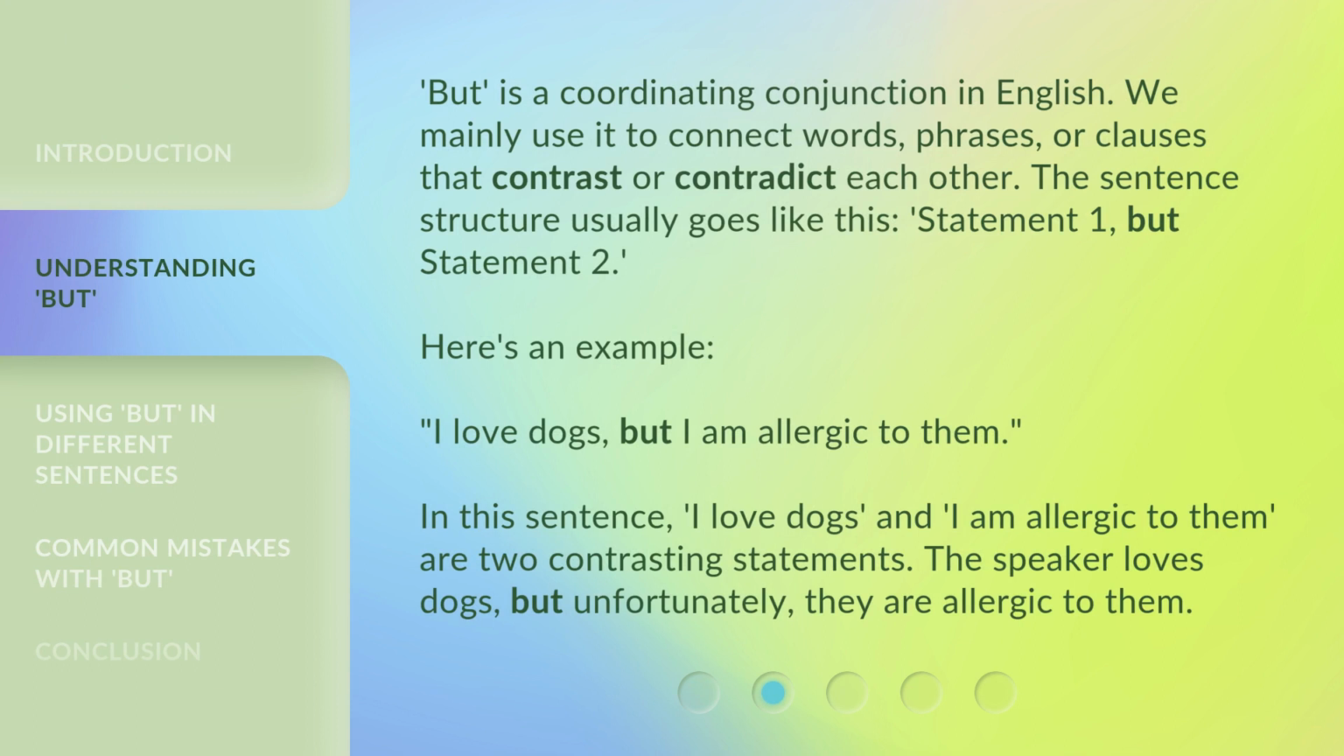"But" is a coordinating conjunction in English. We mainly use it to connect words, phrases, or clauses that contrast or contradict each other. The sentence structure usually goes like this: Statement 1, but Statement 2. Here's an example. I love dogs, but I am allergic to them. In this sentence, "I love dogs" and "I am allergic to them" are two contrasting statements. The speaker loves dogs, but unfortunately, they are allergic to them.